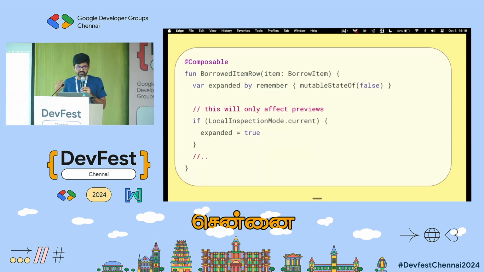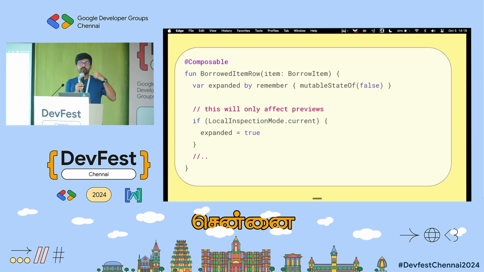This is where local inspection mode comes in. You can check LocalInspectionMode.current and then change the behavior of a composable. When you're running this on a device, LocalInspectionMode.current will return false. So on device it'll look one way, but your previews will look something different. And this can have a lot of use cases. For example, when you're looking at previews inside Android Studio, previews cannot access the internet. Let's say you're loading images from the internet. Your previews can't show that.